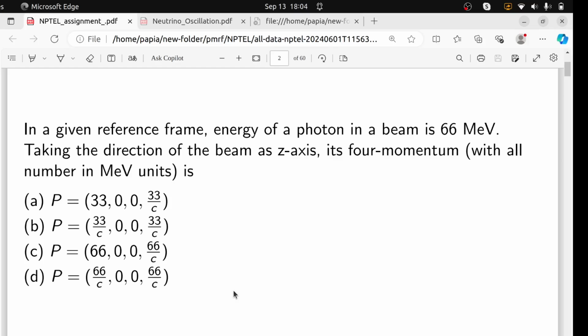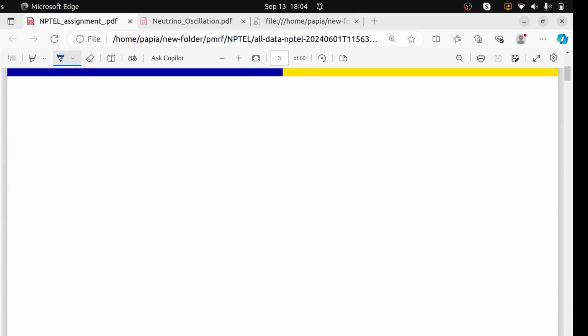So this is the question and there are 4 options. The four-momentum is like 33, 0, 0, 33 by c, like that. So what will be the answer for this question? Basically, we have a given reference frame, and the energy of the photon is given as 66 MeV. So whatever is given, I am going to write that one. Energy of the photon is 66 MeV.